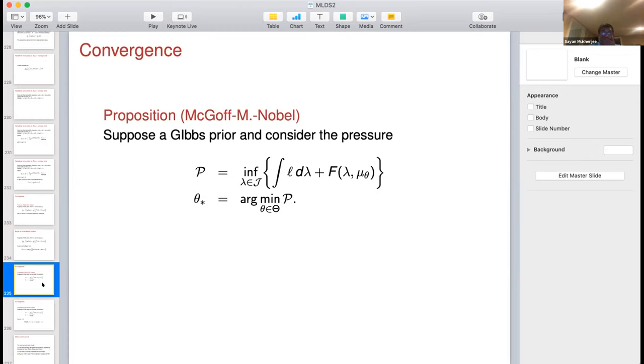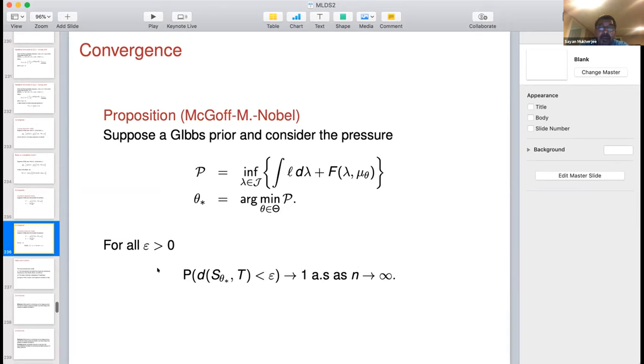So if you have a Gibbs prior, this variational problem, it's actually what's called the pressure, okay? And what you can show is for all epsilon greater than zero, the probability that the distance between theta star, which is what it's concentrating around, and the true generating process is less than epsilon is going to go to one, right? So it's converging to the true generating process.